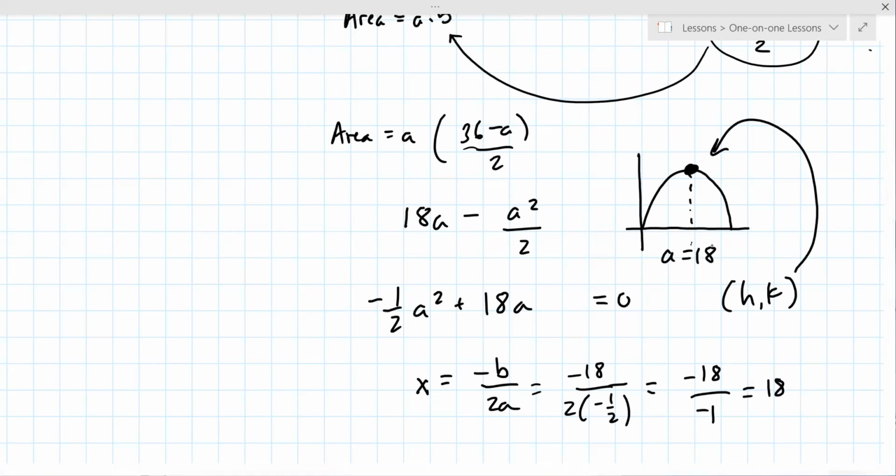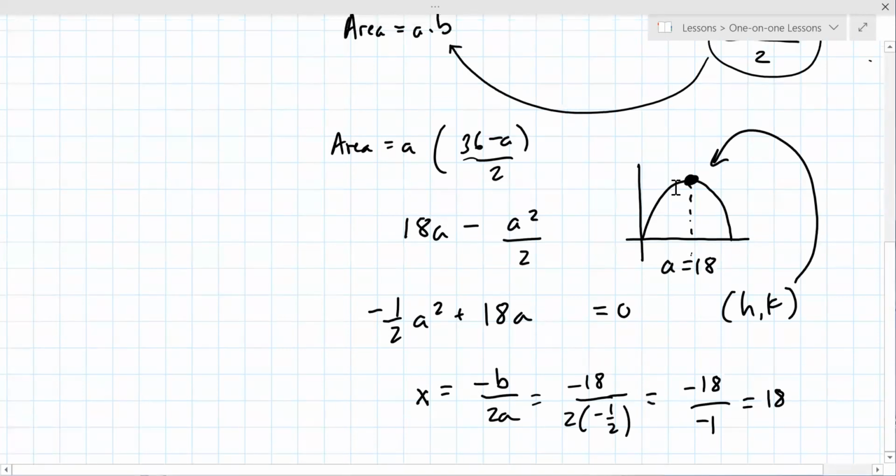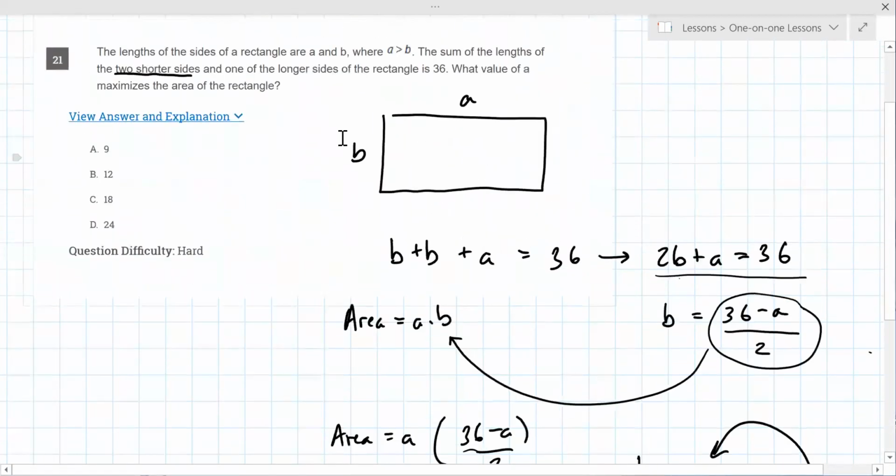How did you get the 36 minus A over 2 again? That's solved from the equation that they give you. They say that the sum of the lengths of the two shorter sides, that's B and B, plus one of the longer sides, that's A, is 36. So why is it minus A then? You're solving this equation for B. You're subtracting A to the other side, and then you're dividing it by 2.